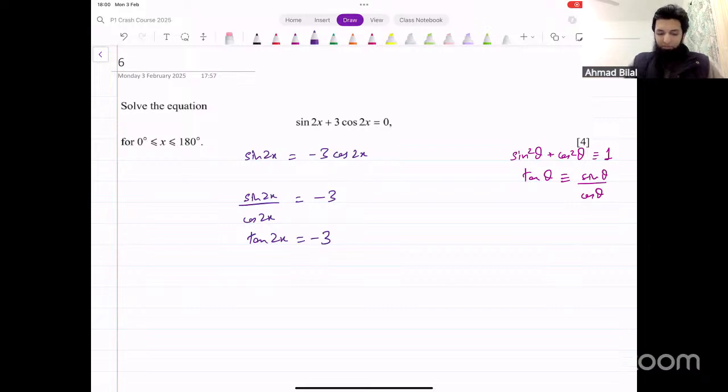Now we need to solve this equation. The interval that we're given for x is from 0 degrees to 180 degrees. That's the interval for x. We need to solve this equation now. How can we do this?